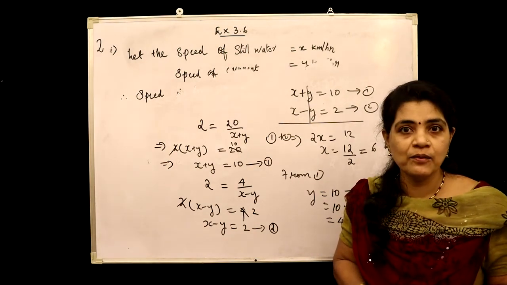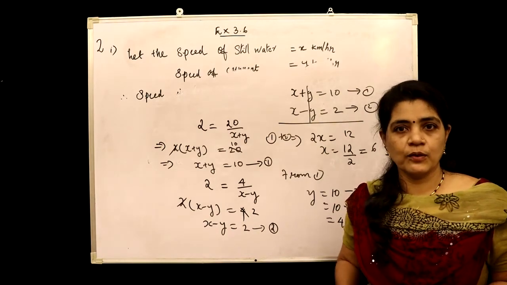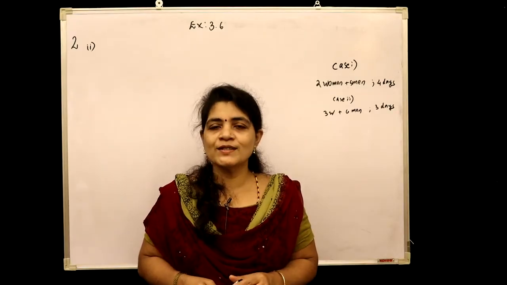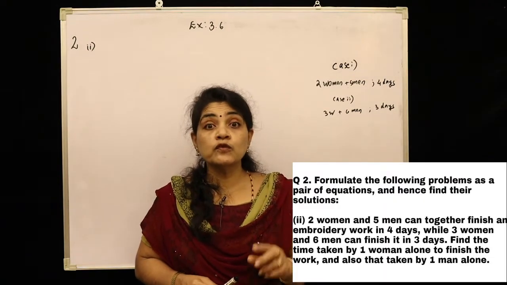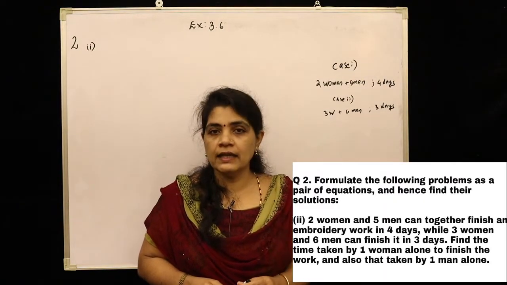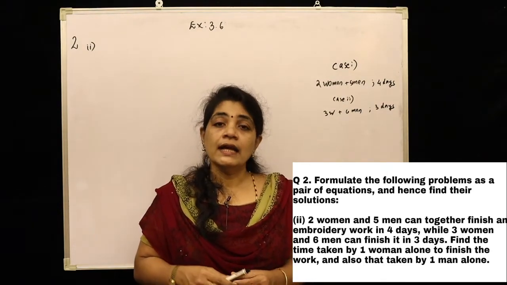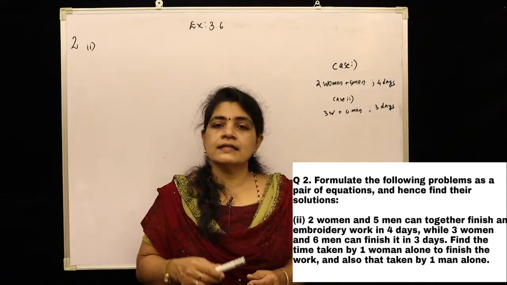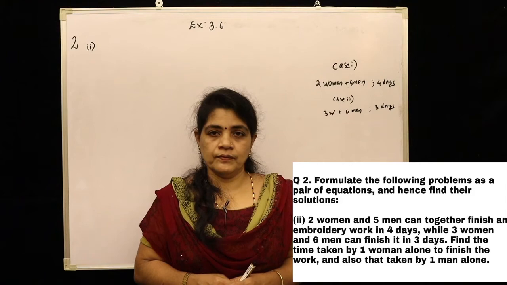This is a very important problem, children. So we are moving to the next question. I hope this problem is very clear to you. Now we are solving the second question. In the second question, 2 women and 5 men can together finish an embroidery work, while 3 women and 6 men can finish the same embroidery work.